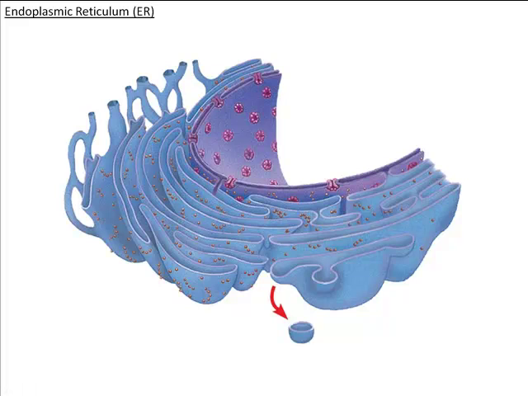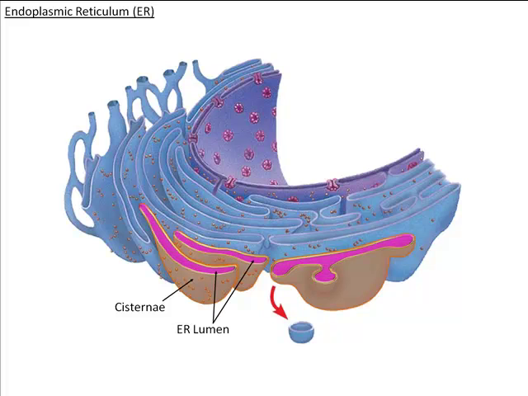The endoplasmic reticulum lies just outside of the nuclear envelope and is made up of a number of tubules and sacs called cisternae. Now these cisternae are made up of phospholipid membranes, and these membranes separate the internal compartment of the endoplasmic reticulum called the lumen from the cytosol of the cell.